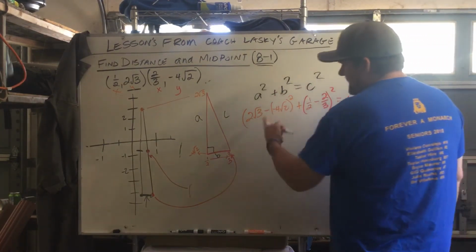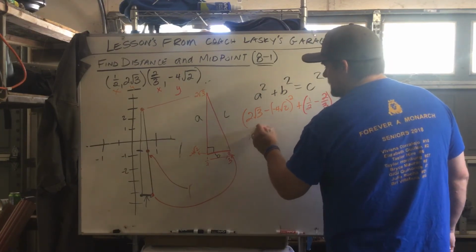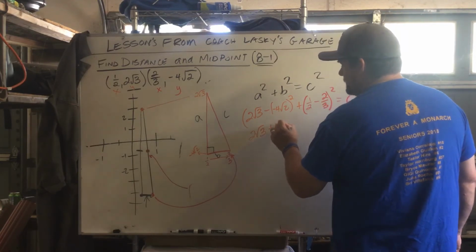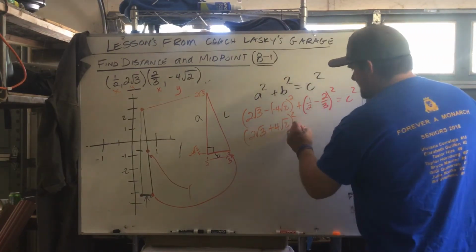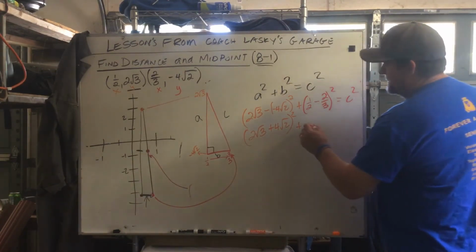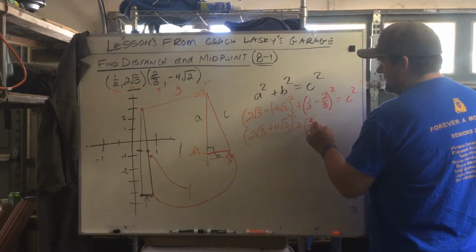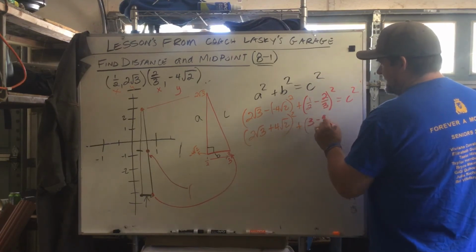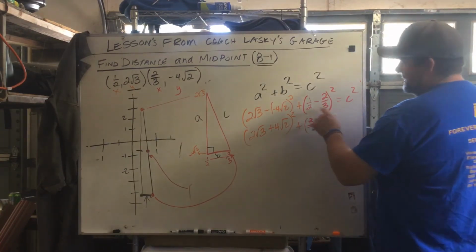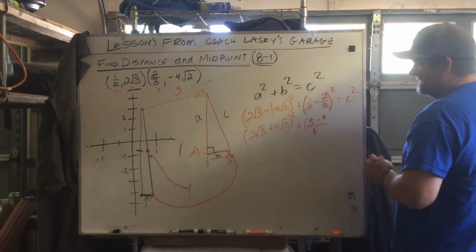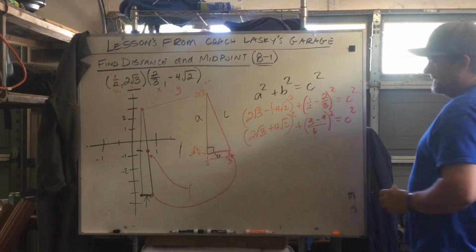So can't do anything with this, so we're going to get 2 root 3 plus 4 root 2 squared. All I did was negative times a negative. And then we're going to add. This is going to be 3. This is going to be minus 4. 3 times 1. This is going to be 2 times 3, which is 6. So now, and this will be squared, so we get c squared.